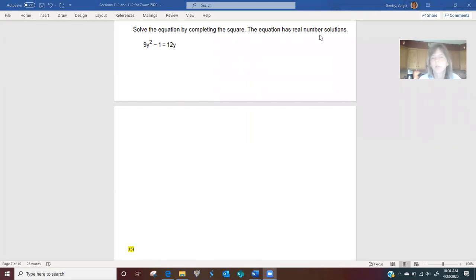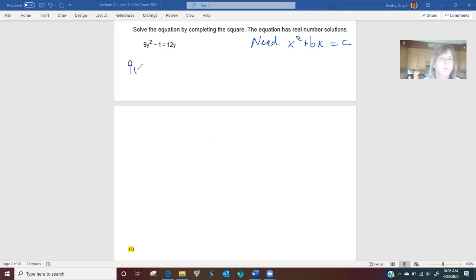They're telling you it has real number solutions, meaning it won't be imaginary. They shouldn't really tell you this; we'll figure it out as we go. Okay, so first thing you need is x squared plus bx equals c. You have to remember this: you need standard form, or this form, with the constant on the right. So you have to first move stuff around.